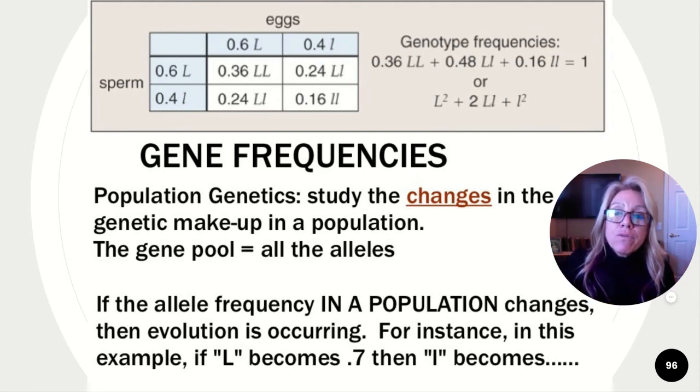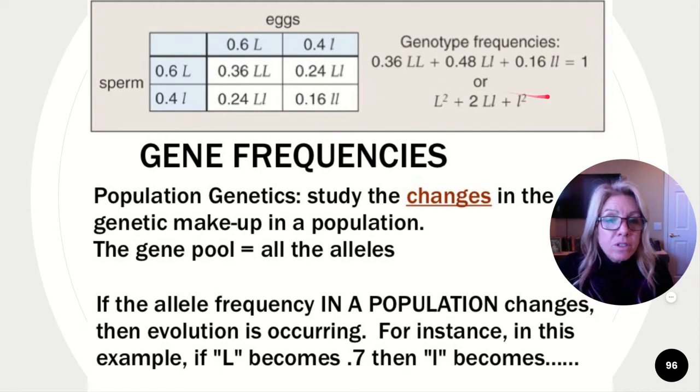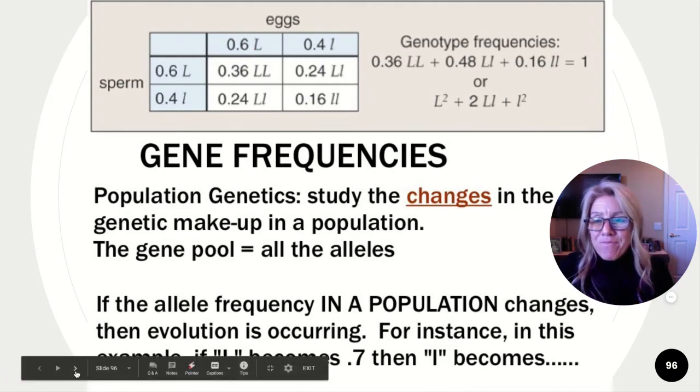And if the allele frequency in that population changes, then evolution is occurring. For instance, if this big L right here changed from 0.6 to 0.7, could you do the math on that? You might pause the video for a second and figure out all the frequencies right here. If this changed to 0.7, how does that alter everything? So hit pause if you want to. If not, here you go.